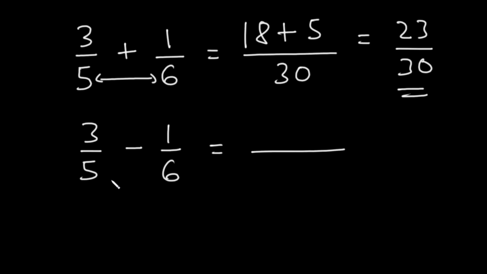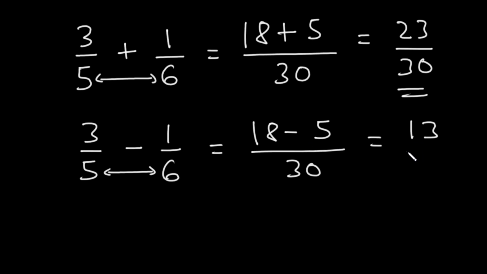The same way, we are going to multiply the bottom numbers first, or the denominators. So 5 times 6 is 30. And then you multiply 6 by 3, and that's 18. And then minus 5 times 1 is 5. Now 8 minus 5 is 3. And then 1 minus 0 is 1. So we have 13 over 30.